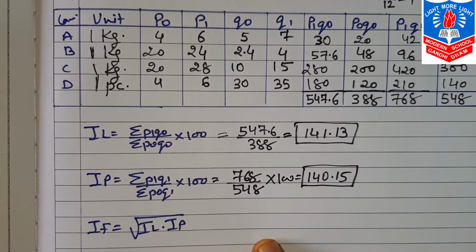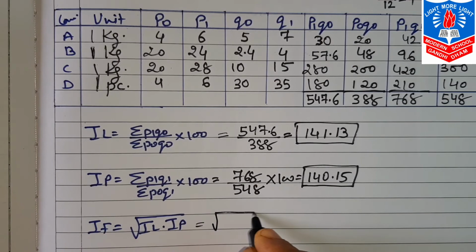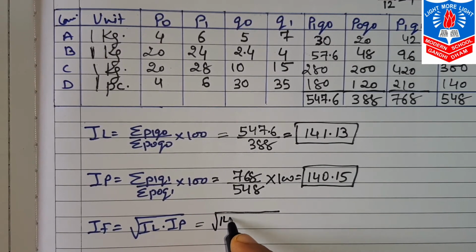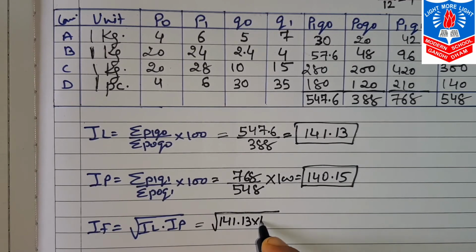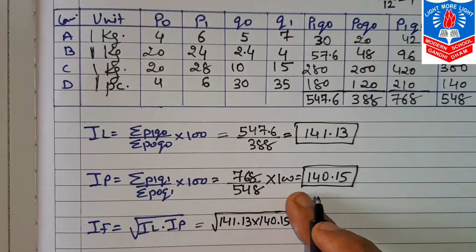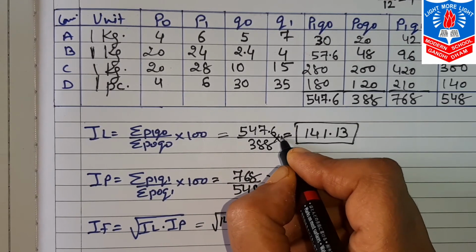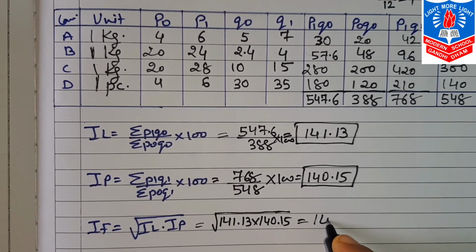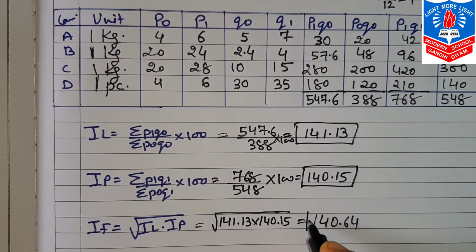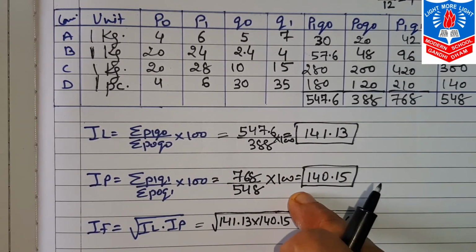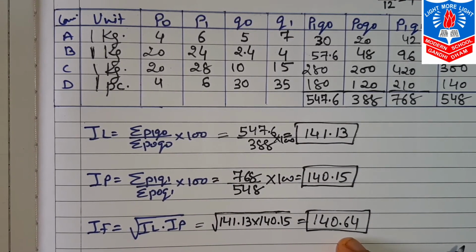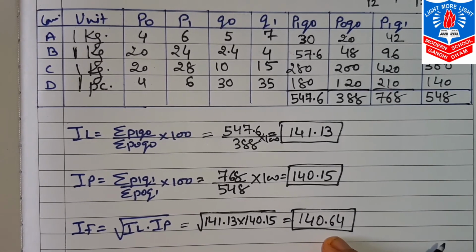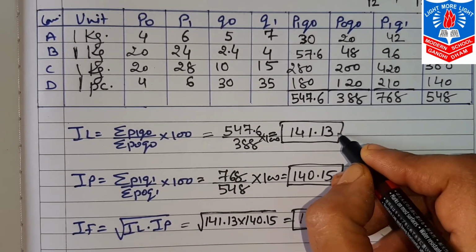Now same, we find IF as we already discussed. We will take the root of 141.13 into 140.15. No need of multiplying this with 100 because we have already multiplied in this. Sorry, here I have not mentioned 100. This should be there. So this now comes 140.64. The average of IL and IP also comes 140.64.